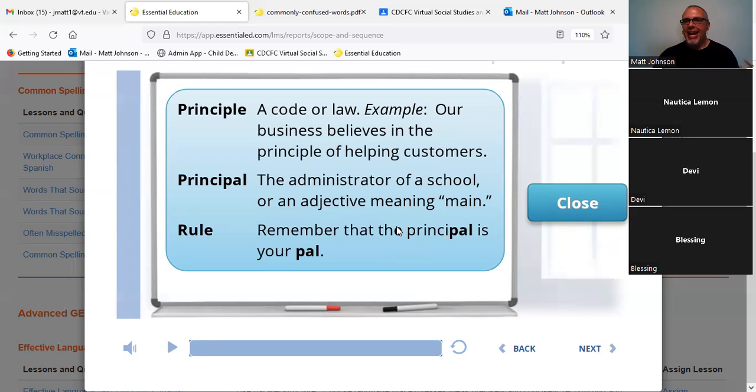If it ends in PAL, it is the school administrator, the guy that runs your school. And the easiest way to remember that, something I think I learned in high school or junior high, is that the principal, as far as the person, the administrator, is your pal. So PAL, that's the way you remember. The principal is your pal. So that's a human being, that's an administrator.